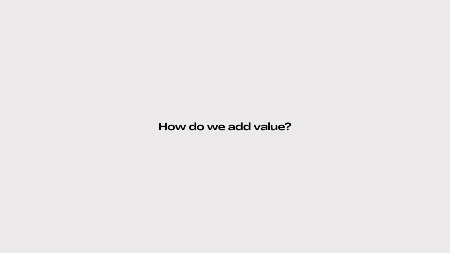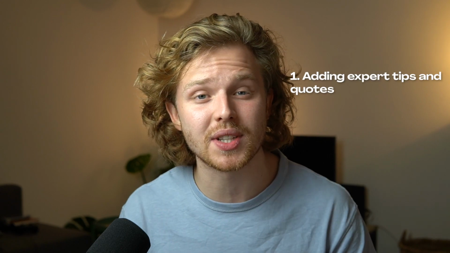So we need to be thinking about how we can differentiate ourselves from our competitors, and we do that with value, right? AI has and will have a really hard time giving that extra level of value that we can. And so how do we add value? Really quickly, guys. Number one, we need to be adding expert tips and quotes, right? Reach out to an expert in your niche, see what they have to say about the topic, add that extra level of depth to your content.